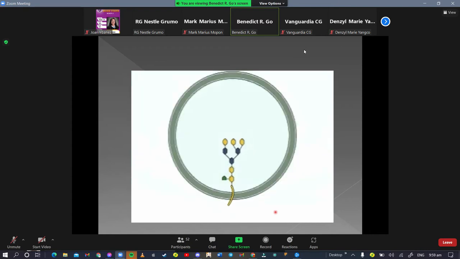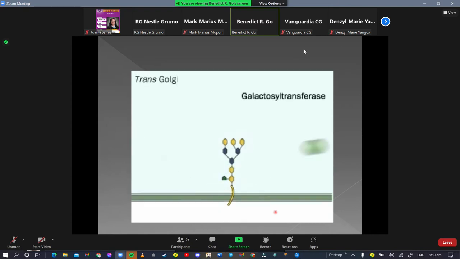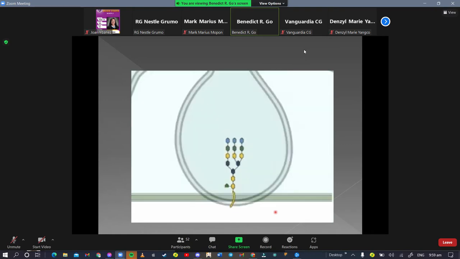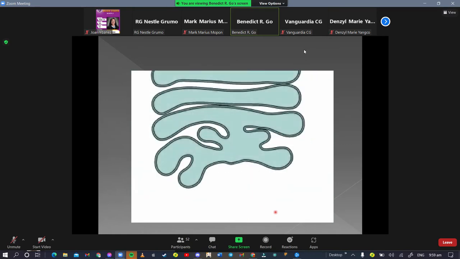Vesicles now transport the glycoprotein to the trans-Golgi cisternae. There, galactose and sialic acid join the chain. The glycoprotein is finally ready for transport to the cell's plasma membrane.